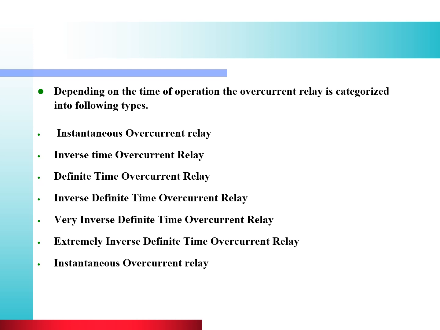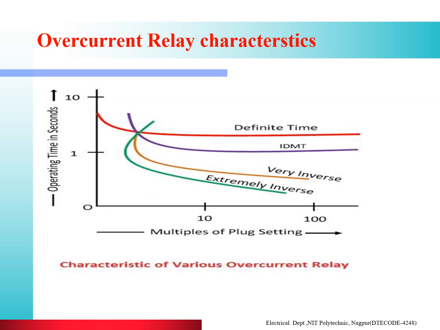Depending on the time of operation, the overcurrent relay is categorized into the following types: instantaneous overcurrent relay, inverse time overcurrent relay, definite time overcurrent relay, inverse definite time overcurrent relay, very inverse definite time overcurrent relay, and extremely inverse definite time overcurrent relay. We will see the characteristics of these types of relay in the next slide.